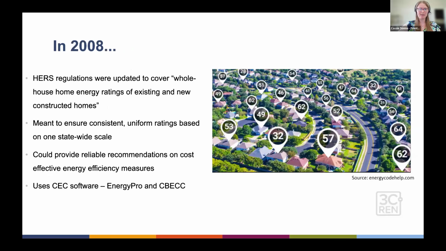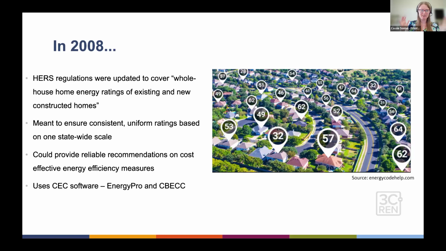So fast forward to 2008. In this environment, California really started to see the need for a more consistent and standardized method of home energy rating systems, which helped develop the HERS program even further. HERS at this point in time existed nationwide, but don't worry, California is still special. At that time in California, HERS regulations were updated to cover whole house home energy ratings of existing and newly constructed homes. And the purpose of that was to create a consistent, uniform rating system for the whole state.